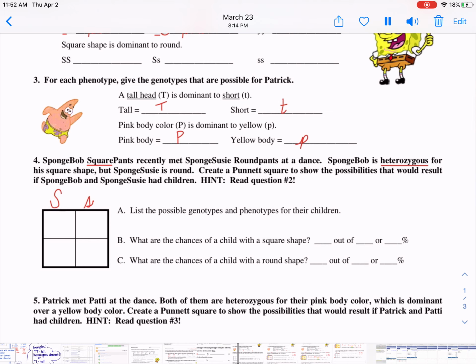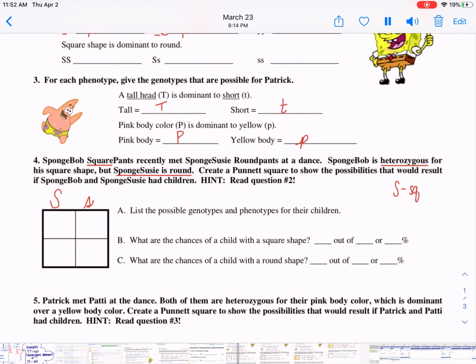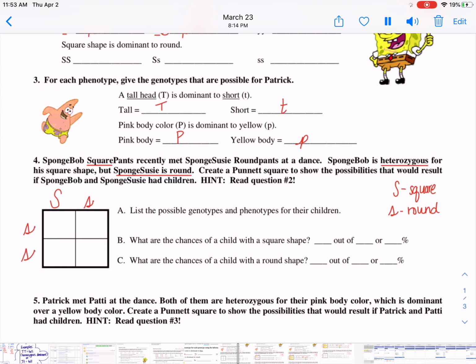And why did I put it on this side of the Punnett Square? Because that's how Punnett Squares work, like multiplication tables. But Sponge Susie is round. So our big S is going to be square, and our little s is going to be round. She has to have 2 alleles, one from mom and one from dad. Because she's round, they both have to be lowercase s's. And then we use this like a multiplication table. These go down and these go over.